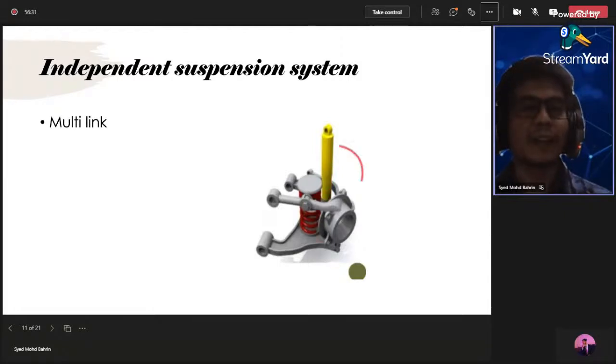That's why not many cars, I'm not sure which cars are using it now, but double wishbone and MacPherson are the ones widely used. Double wishbone is still used. This one, I'm not sure. Not many cars are using this anymore because of the price and also because of design. But in terms of the performance, it's better as compared to MacPherson and also double wishbone.